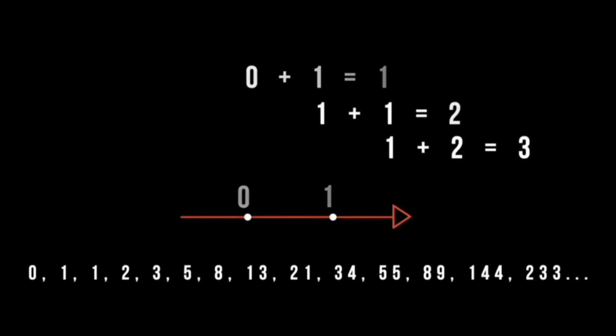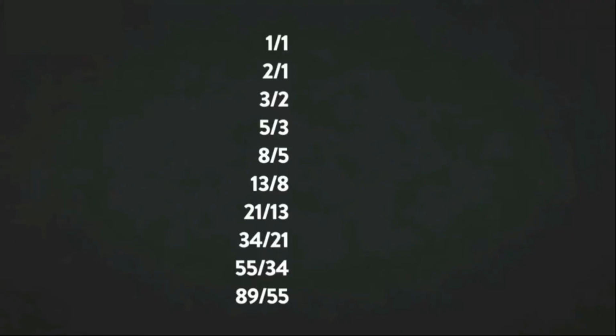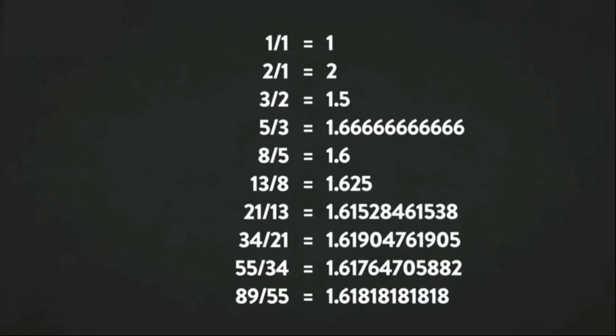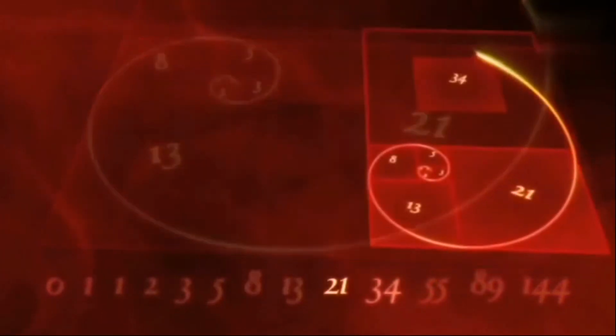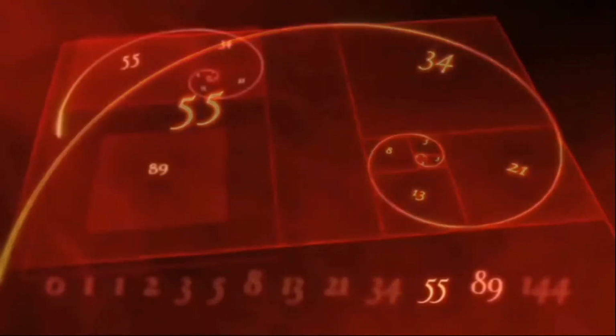Dividing each Fibonacci number by the previous Fibonacci number gives the golden ratio. In fact, the higher the Fibonacci numbers, the closer their ratio to 1.618. If we create squares using Fibonacci numbers and place them adjacent to each other, we get something called a golden rectangle. And this is the golden spiral.